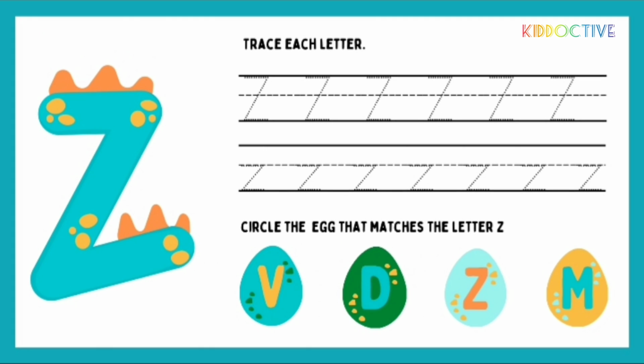Now comes the last letter. Letter Z. Trace each letter. Slipping, slanting, another slipping. Slipping, slanting, another slipping line. You're going to write this? Okay. Now comes the small letter Z. This is the small letter Z. Okay. Circle the egg that matches the letter Z. Where is the letter Z? The third egg is having letter Z.